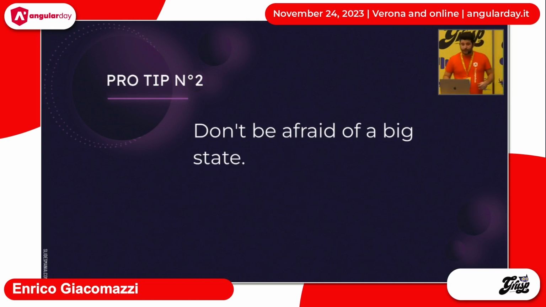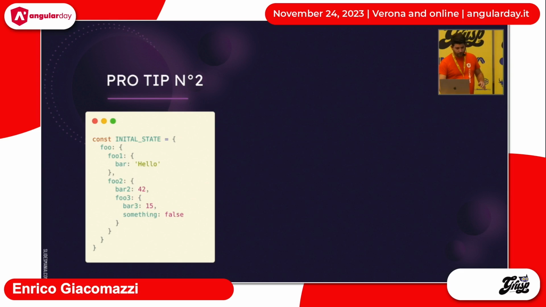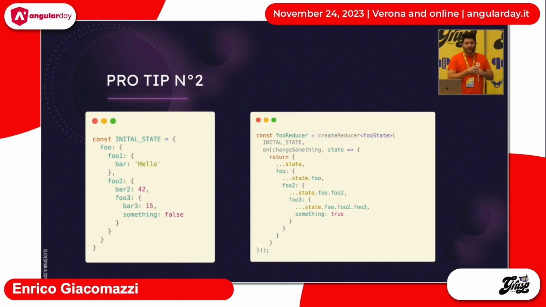Tip number 2, don't be afraid of a big state. So, look at that state. It's not so big, but if I want to change a field in an immutable way, it's quite tricky. I have to do something like this.